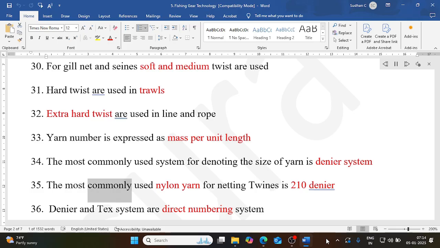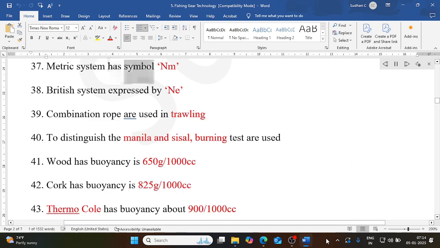The most commonly used nylon yarn for netting twines is 210 denier. Denier and tex systems are direct numbering systems. The metric system has the symbol NM. The British system is expressed by NE. Combination rope is used in trawling. To distinguish manila and sisal, a burning test is used.